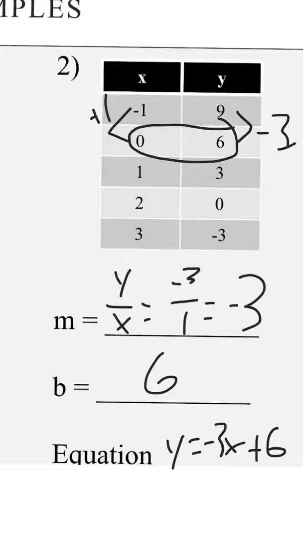It's pretty simple to write these equations. Remember, your slope is your y over your x. Your y-intercept is when x equals 0, and then plug it into y equals mx plus b.